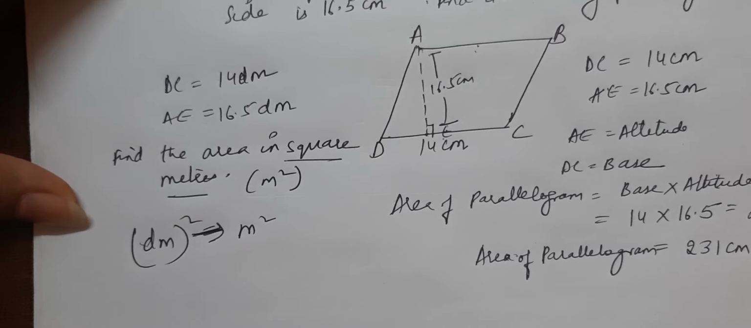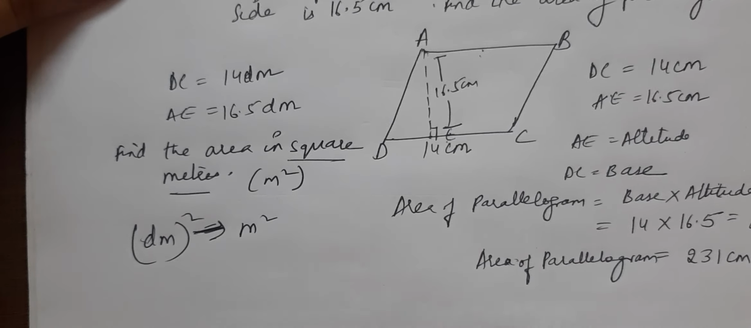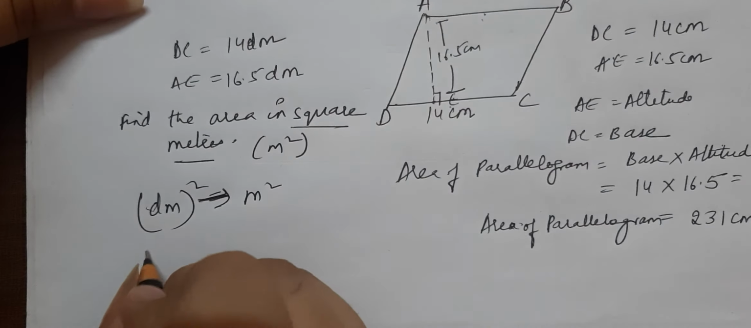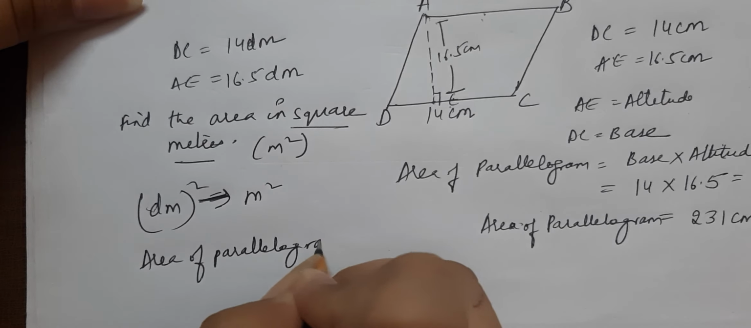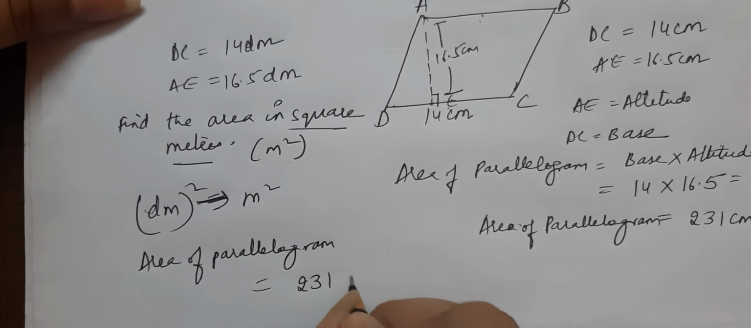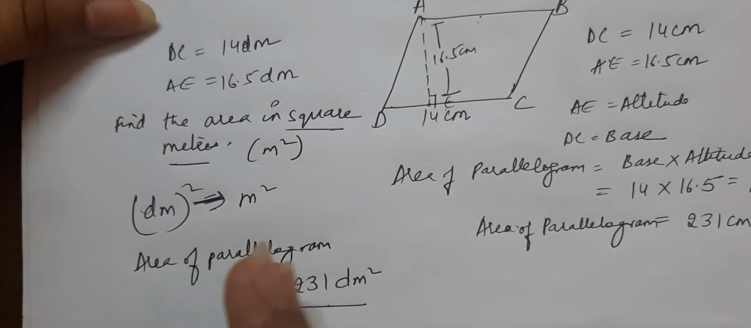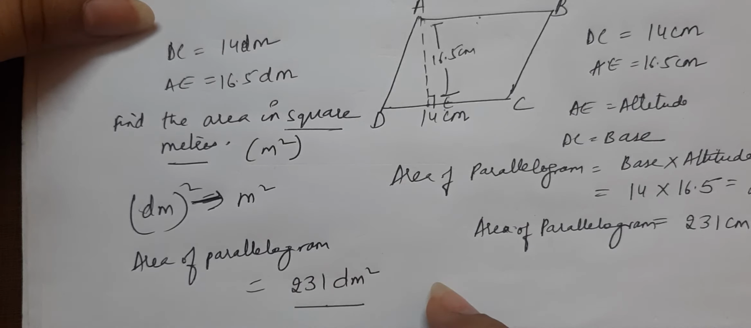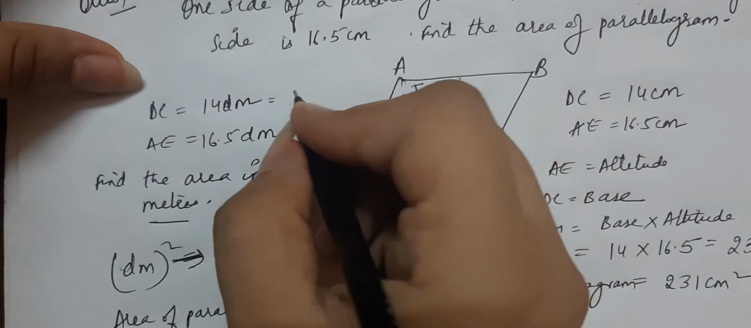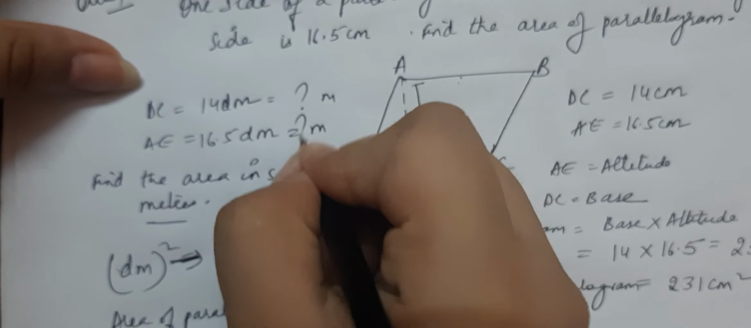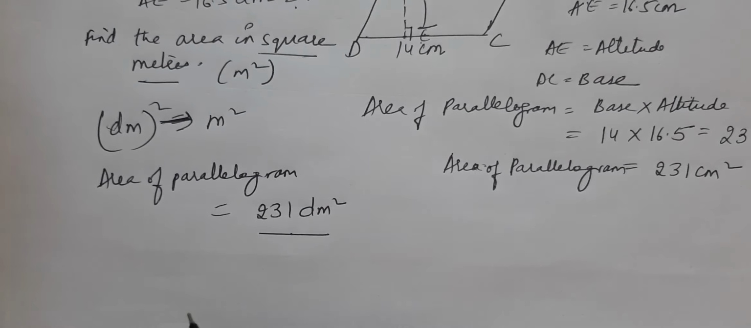I have to convert. We already know about the conversion. So how will we convert it? First of all, I will find the answer. As I already have the answer, I will directly write it. Area of parallelogram I got was 231 decimeter square, because I've applied dm here. Now if you want, you can convert it here, and if you are confused about how to convert, you can convert into meter first and then multiply, that's also fine. If you want to convert it afterwards, you can do it like this.